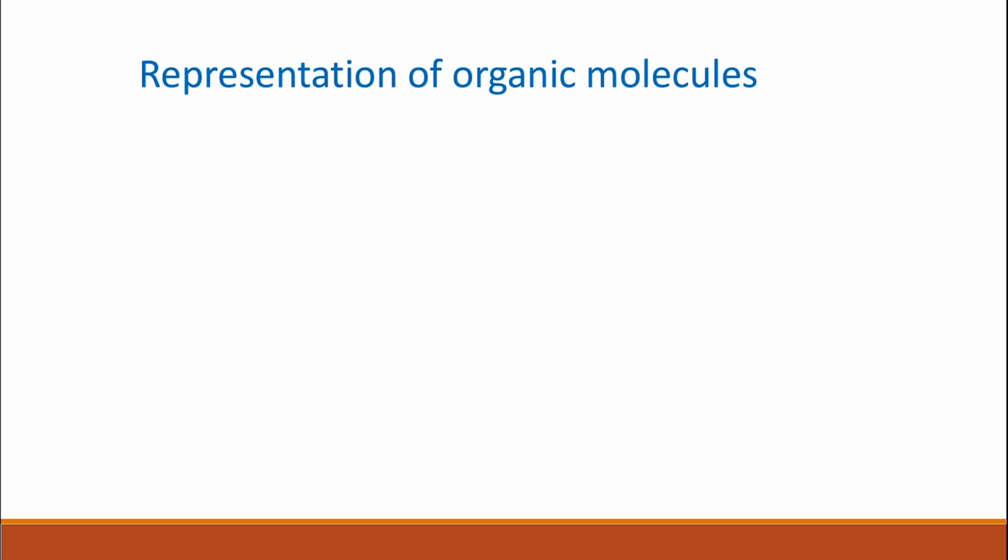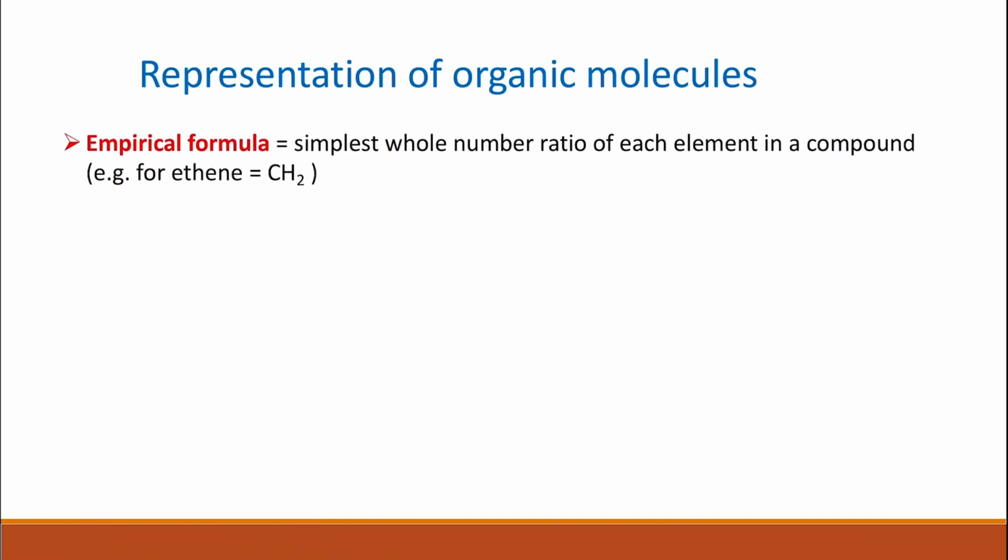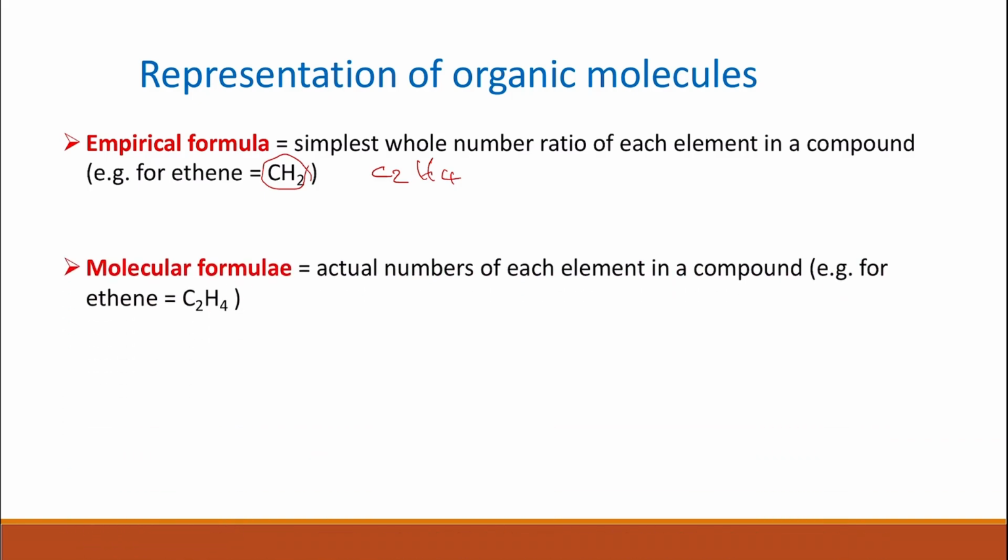represent the organic molecules. We are all familiar with the empirical formula, and the empirical formula is the simplest whole number ratio of each element in a compound. So if you have a compound, for example, like ethene, that has two carbons and four hydrogens, the empirical formula for this molecule will be CH2 because this is the simplest whole number ratio for all the elements.